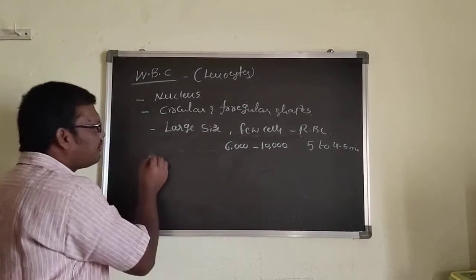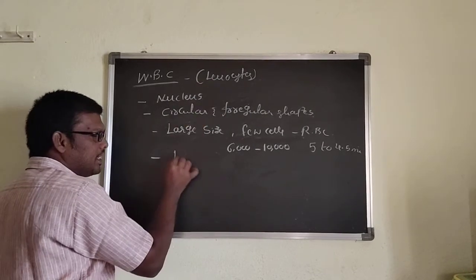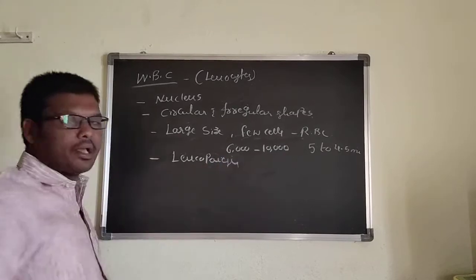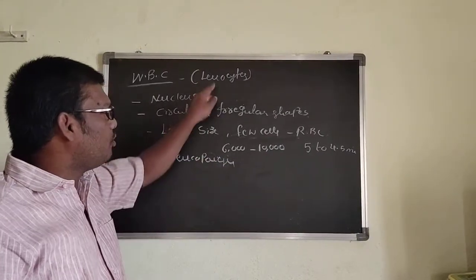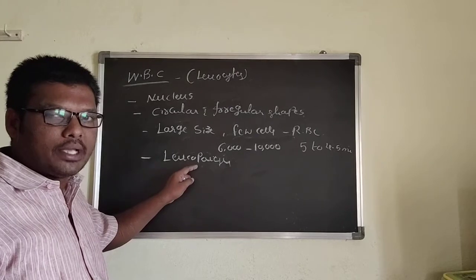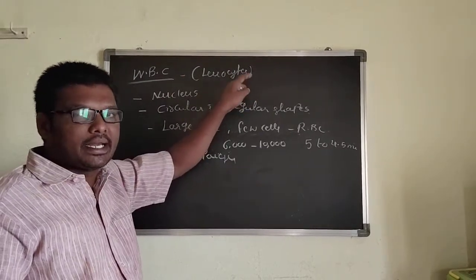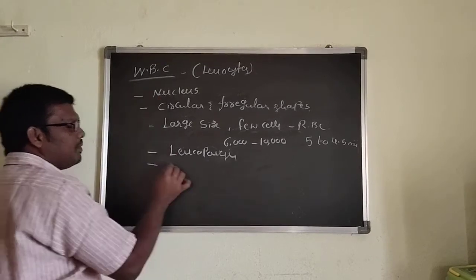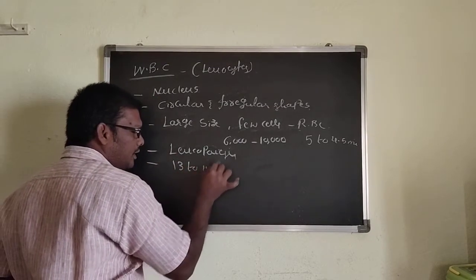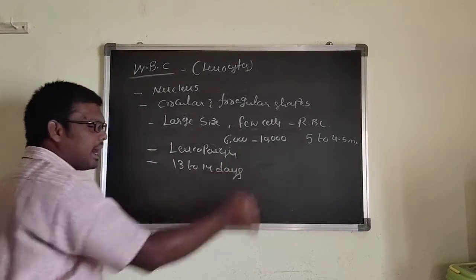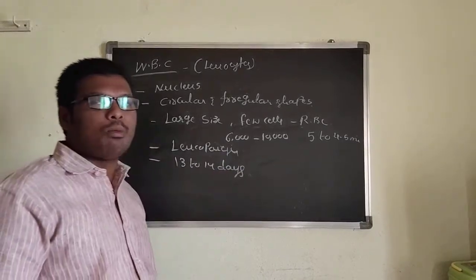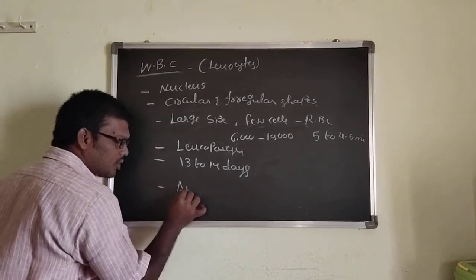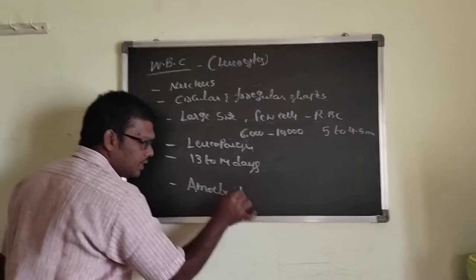The process of formation of leukocytes is known as leukopoiesis. What is meant by leukopoiesis? The process of formation of leukocytes is known as leukopoiesis. For RBC, it is called erythropoiesis. The lifespan of WBC is 13 to 14 days. And the lifespan of RBC is how many days? 120 days.